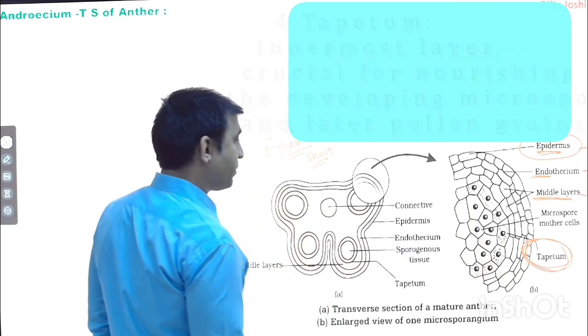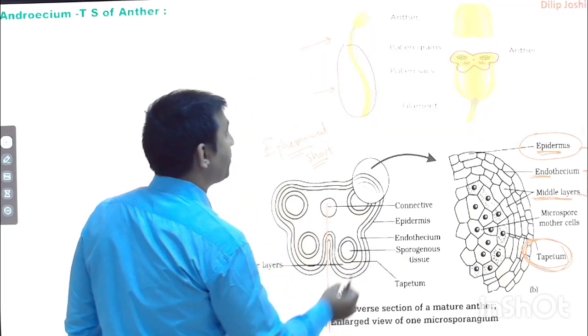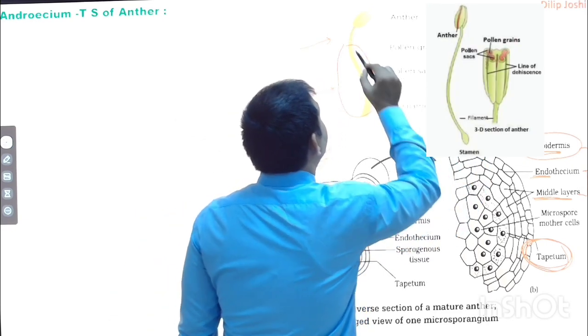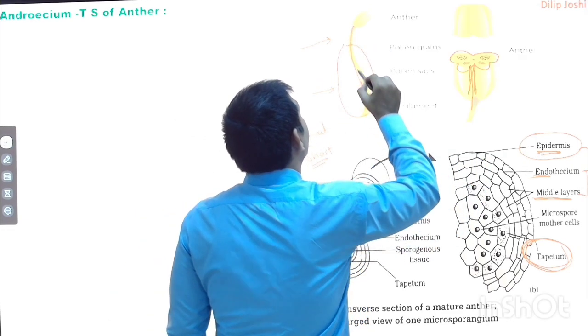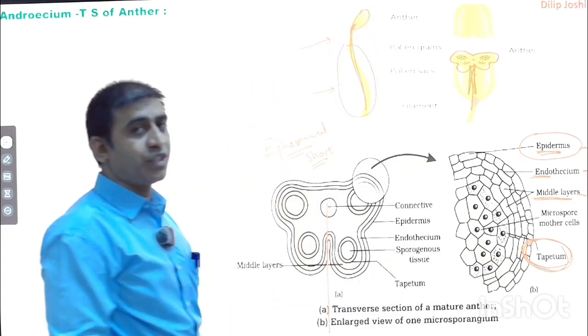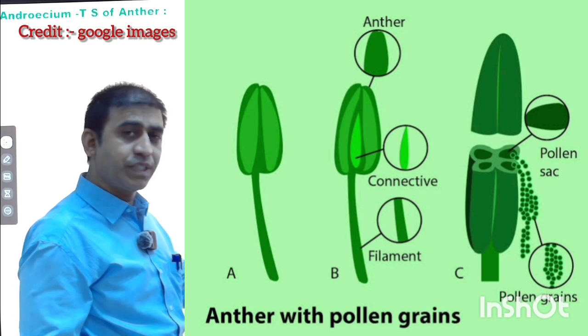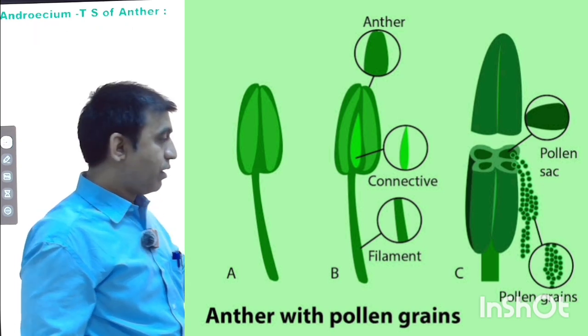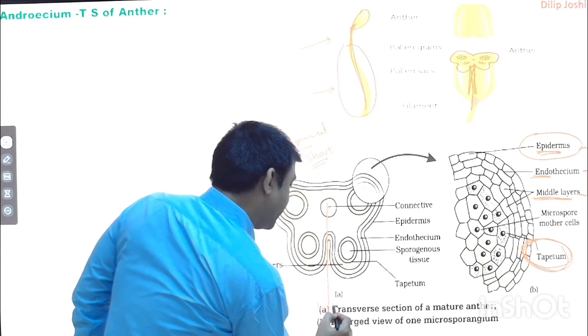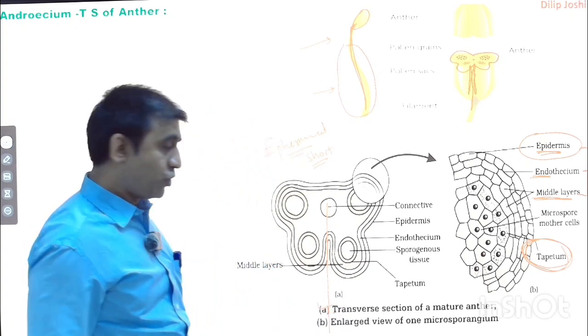So tapetum, and here is the connective. Here we can see the connective, which connects the filament to this anther by means of connective tissue. So this is anther. Then this is the diagram of the transverse section of a mature anther.